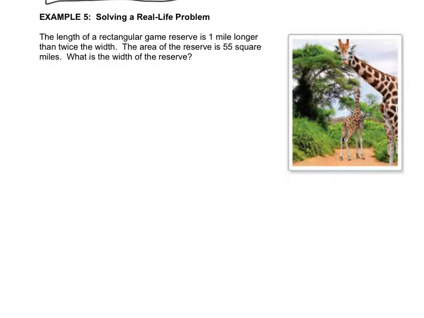We have the length of a rectangular game reserve is 1 mile longer than twice the width. So just looking ahead and trying to sketch out some ideas, the reserve is a rectangular piece of land where these giraffes are from. We have a width and we have a length. Length times width would give us the area, which this is referring to. We are given the area of the reserve is 55 square miles. What is the width?